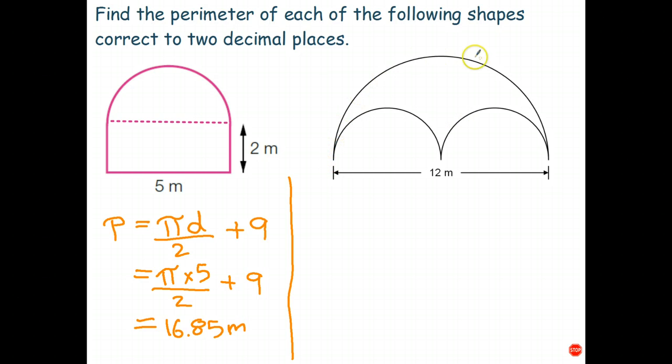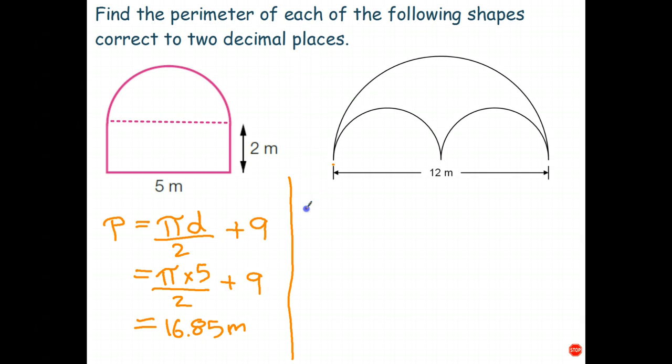So I have a big half circle, and then to continue walking around this shape, I've got to do another half circle, a smaller one, and another half circle. So in fact, it's going to be that plus that plus that. Okay, so with that hint, go ahead and see if you can work out the perimeter of this 2-dimensional shape rounded to 2 decimal places. Okay, let's see how you went.